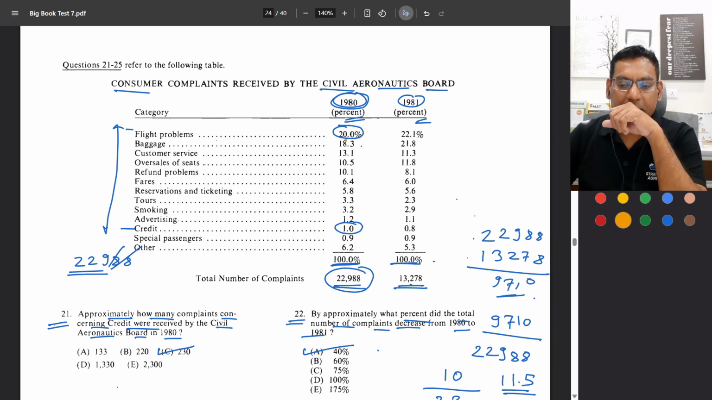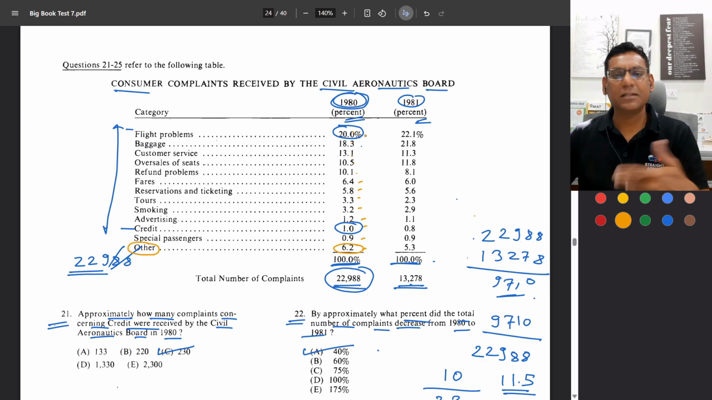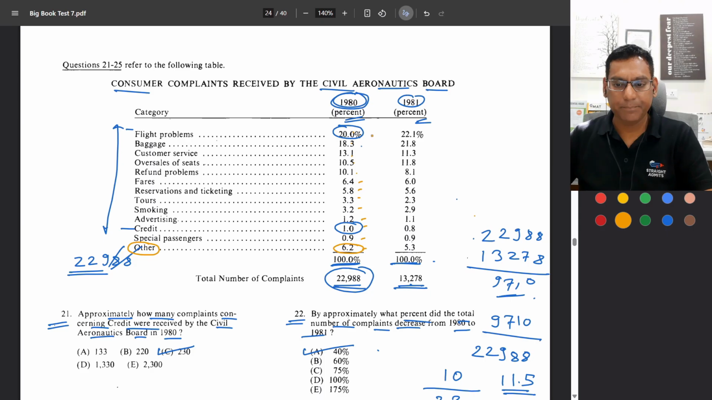Okay, the ranks I'm going to write in this color. So this is one. They are organized in descending order, at least for 1980: 20, 18.3, 13.1, 10.5, 10.1. Okay, they are all decreasing. 6, 5, 3, 3.3, 3.2, 1.2, 1.0, 0.9, 6.2. 6.2 we have to ignore because this is other. So the ranking is greatest to lowest. Now I have to find out how many times the ranking is changing.